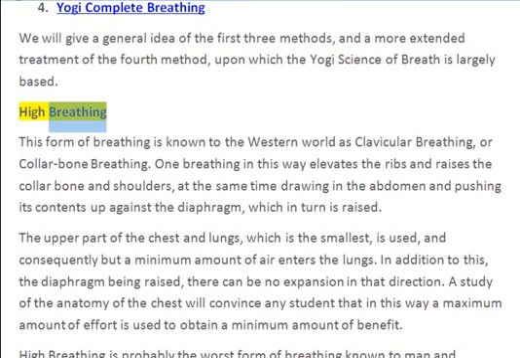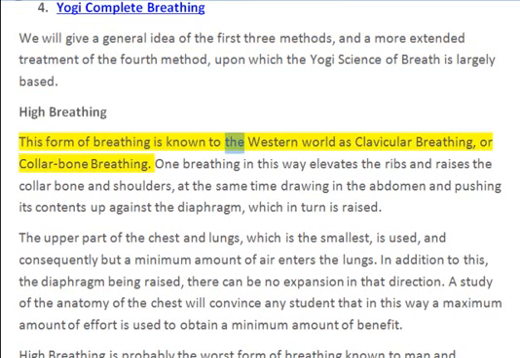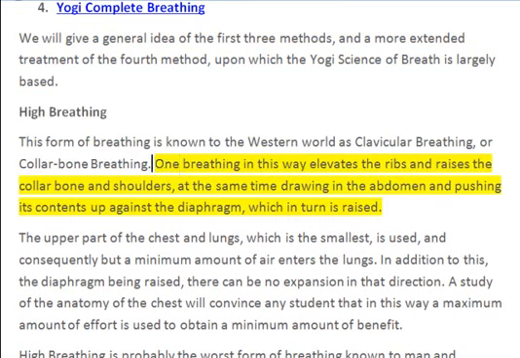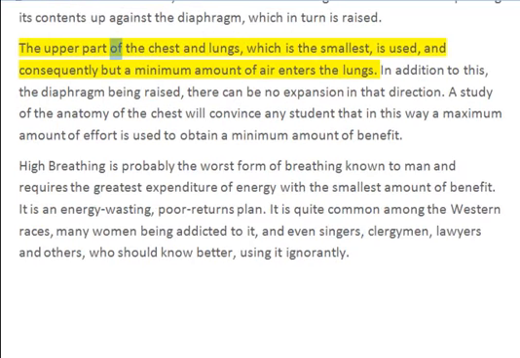High breathing. This form of breathing is known to the Western world as clavicular breathing, or collarbone breathing. One breathing in this way elevates the ribs and raises the collarbone and shoulders, at the same time drawing in the abdomen and pushing its contents up against the diaphragm, which in turn is raised. The upper part of the chest and lungs, which is the smallest, is used, and consequently but a minimum amount of air enters the lungs.